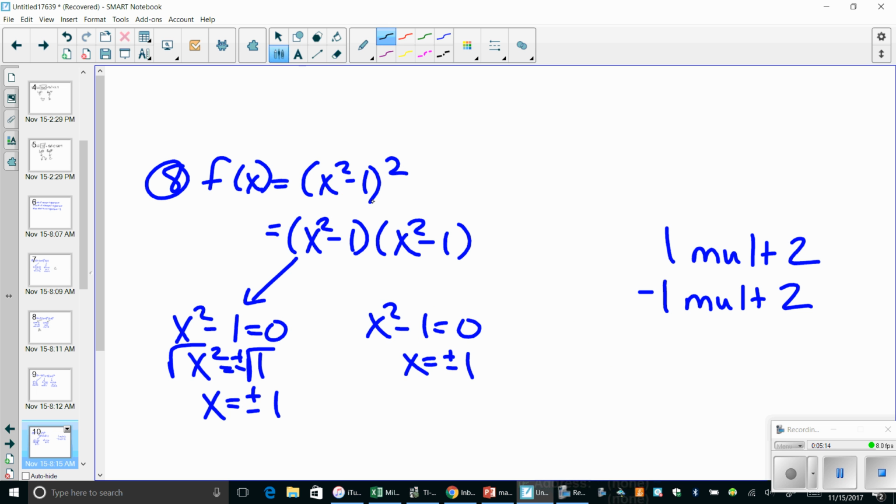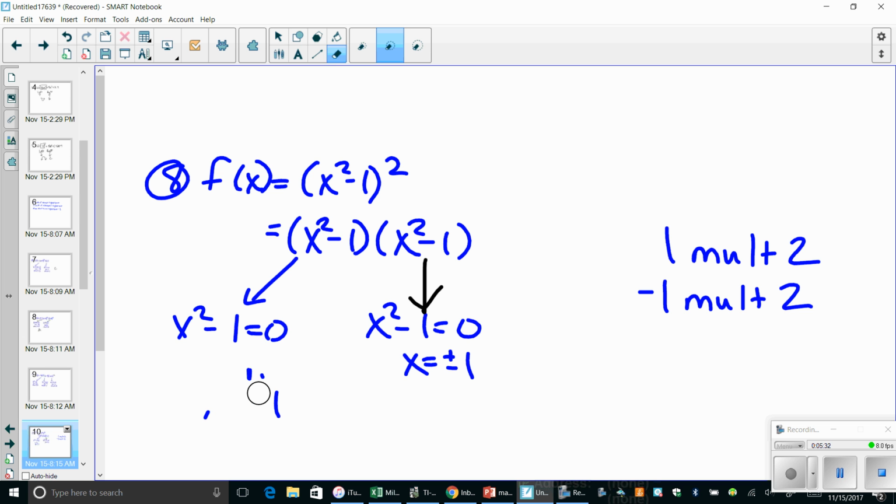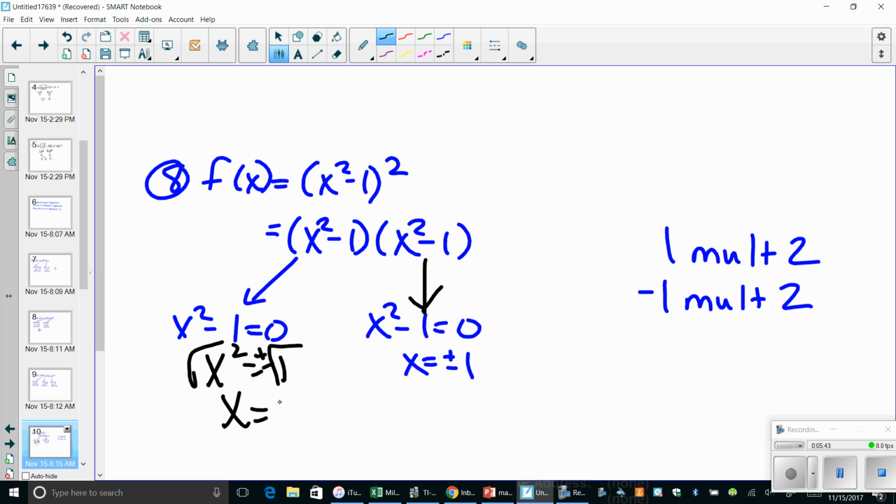Number 8. Okay, x squared minus 1, squared, is x squared minus 1 times x squared minus 1. So set both of these equal to 0. If you have x squared minus 1 equals 0, let me erase this and show you what you do to get here. If you add 1 to both sides, you'd get x squared equals 1, and then you'd square root both sides. Remember, there's a positive and a negative square root. So that'd be positive and negative. Square root of 1 is 1.